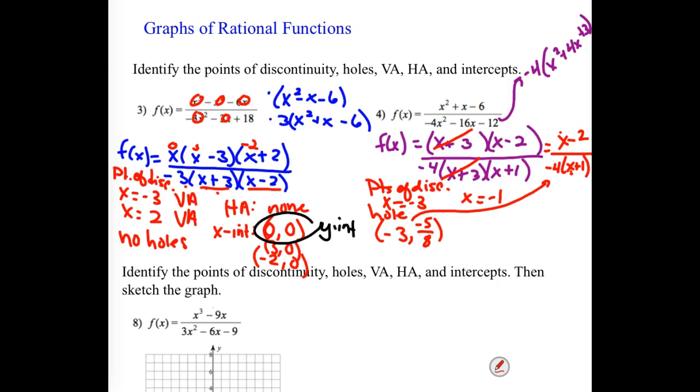When you go to graph that, I need to see a little open circle there. All right, you've identified that that's a hole in the graph. When you look at the pictures on your calculator, you won't see holes. You have to know they're there. Okay.